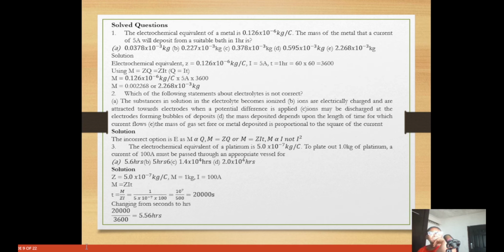E, the mass of a gas set free or metal deposited is proportional to the square. No, it is not proportional to the square. It is just proportional to the current, not the square of the current.